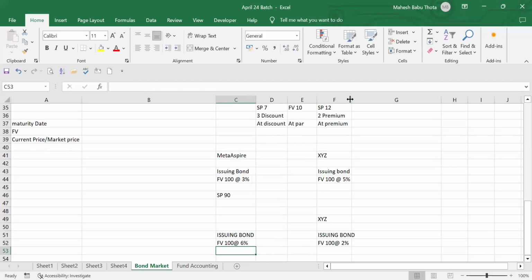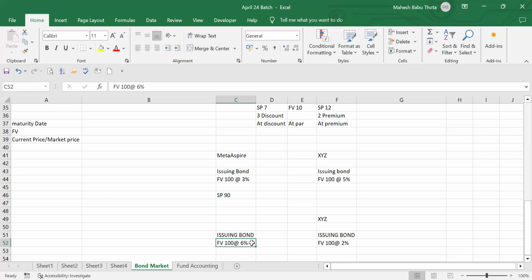This time, bond investors will prefer to purchase which company's bond? XYZ company or Meta-Aspire? Meta-Aspire. Why? Because they are paying more interest. Suppose every company throughout the market is offering 1% or 2%, but I'm offering 6%. Is this good for my company? No. Obviously, people will prefer to purchase my bond only. But what should I do to pay this 6% interest? I cannot cut down the interest. So what do I have to do?